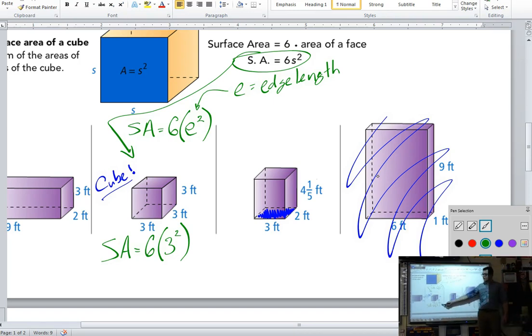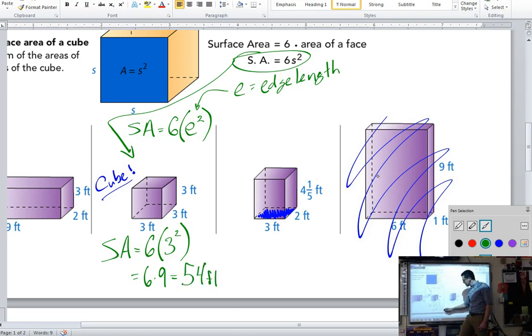Please be careful. Biggest mistake I see here, people multiply by 2. This is not multiply by 2. This is multiply 3 this many times. So I'm going to have 3 times 3. There are 2 of them. What's 3 times 3? You already told me. 9. So this becomes 6 times 9, which is 54 feet squared. Any questions on that?